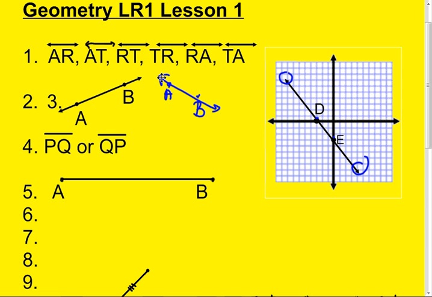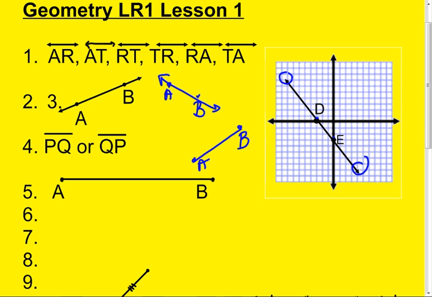Number 5, draw and label the line segment AB. Well, there's one. Some of you may not like to be like that. Maybe you want to do it this way. Certainly not wrong. You can flip it anywhere you want.